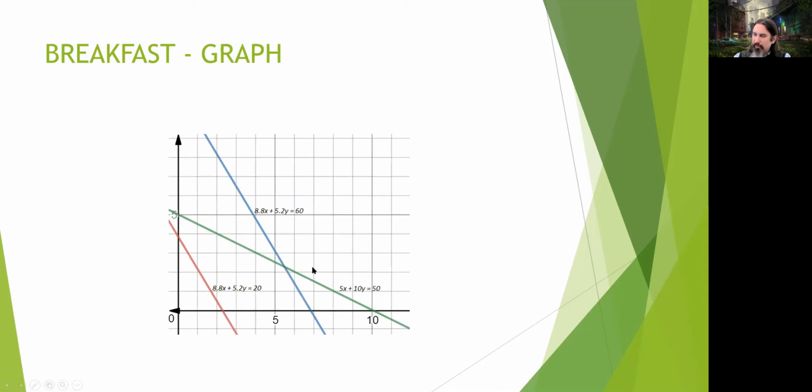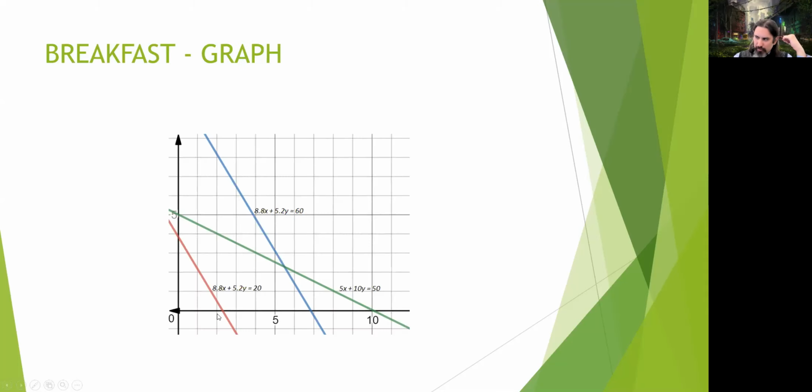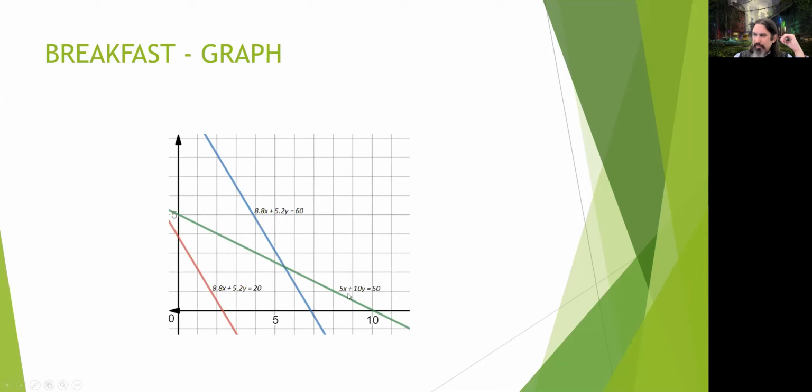Okay, let's start with drawing. As you can see here, this is 8.8x plus 5.2y is equal to 60, and this is 8.8x plus 5.2y is equal to 20. So we already know that we are looking for greater than 20 and less than 60. Greater than 20 is going to be the area above this line, and less than 60 is going to be the area below this line. So we have this part, as you can see over here, as our feasible region. And then we are looking for the minimization of 5x plus 10y. To minimize this, we have to move this line. As you can see, this is just 5x plus 10y is equal to 50.